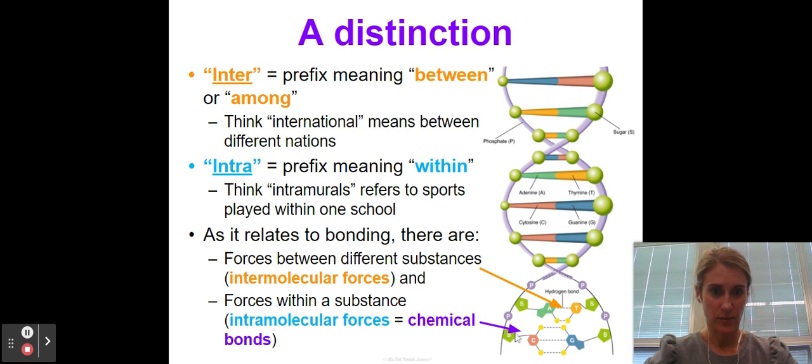So these are what we're looking at. This is what we'll look at later. This is what we're looking at now.